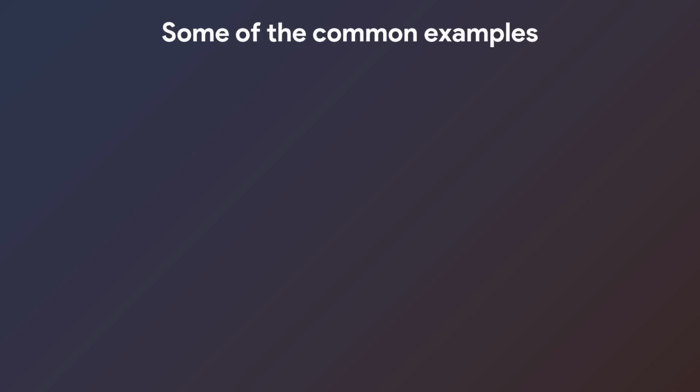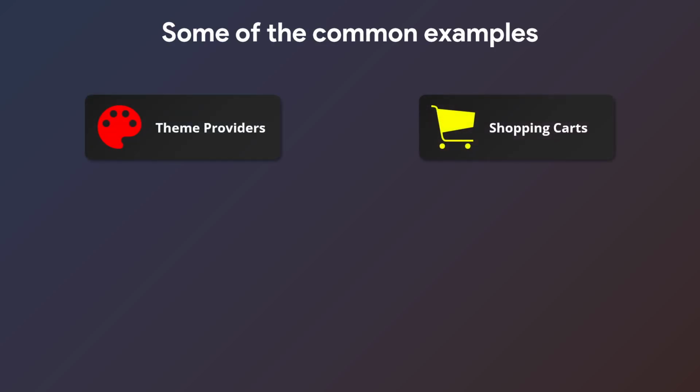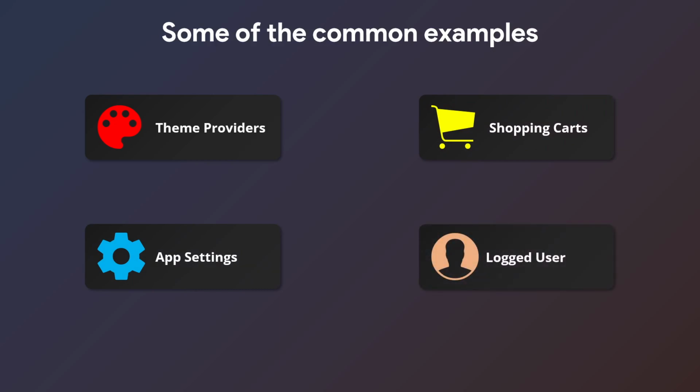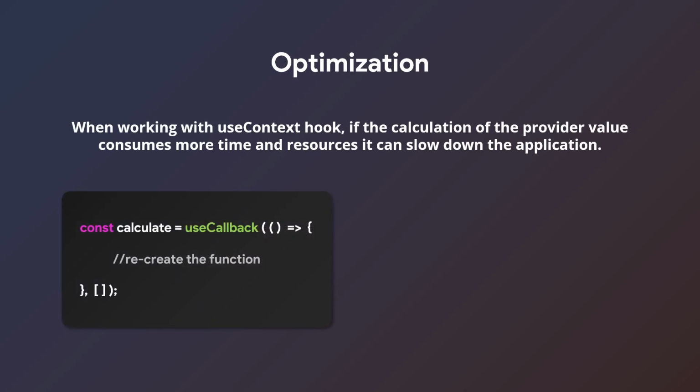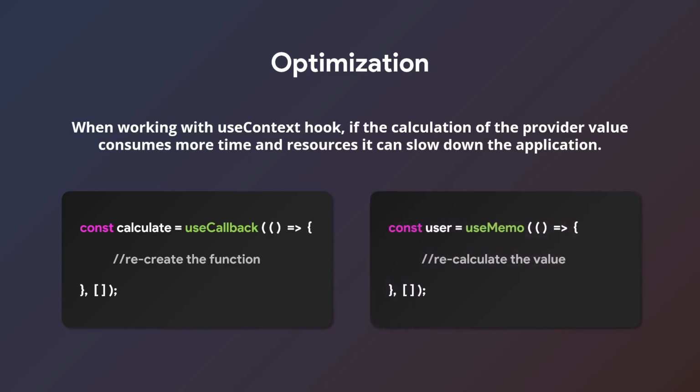Some of the common examples for the useContext hook are theme providers, shopping carts, application settings, and managing logged in users. When working with useContext hook, if the calculation of the provider's value consumes more time and resources, it can slow down the application. As a solution, you can wrap your performance consuming functions with the useCallback hook and performance consuming values using the useMemo hook.